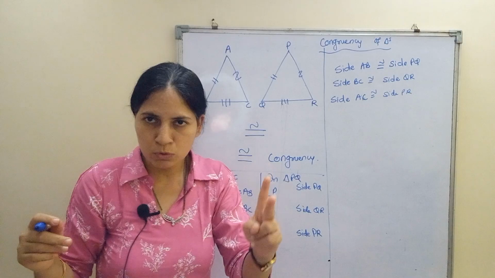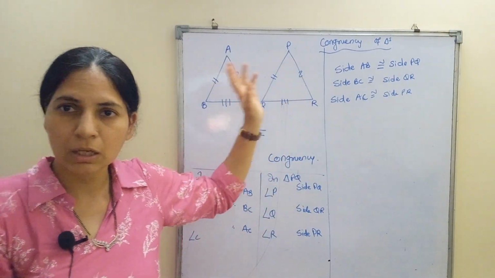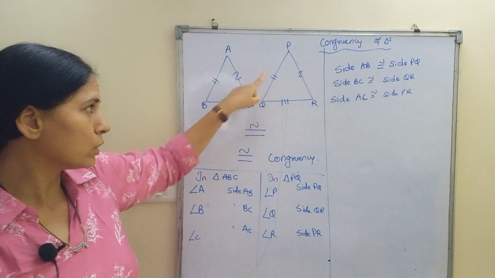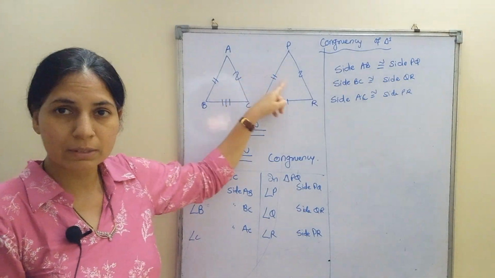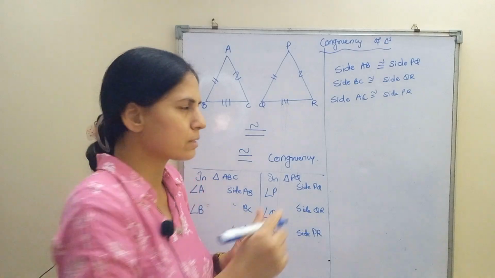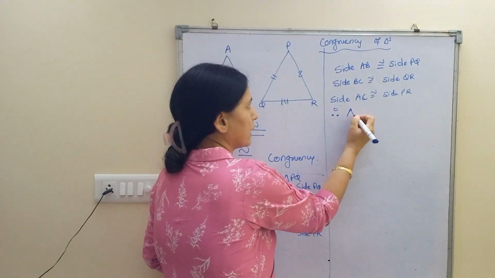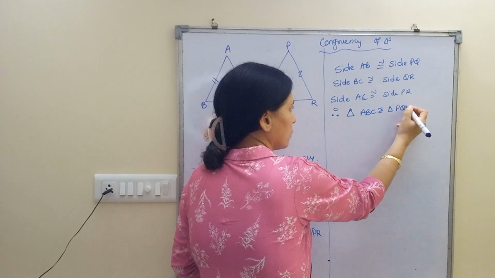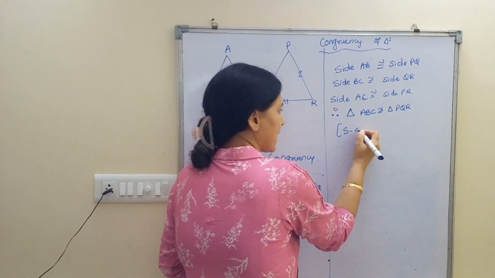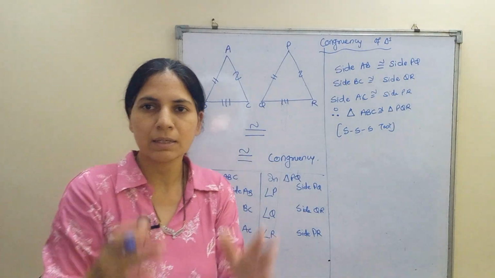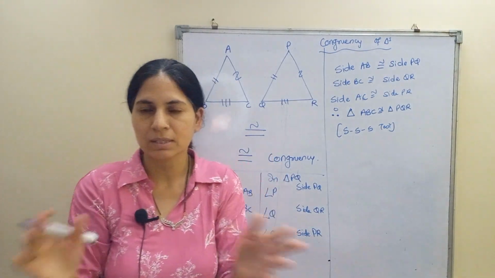If in two triangles all the corresponding sides are equal to each other, ये वाला side इसको equal, ये वाला side इसको, या ये वाला इसको, then both the triangles are congruent by what test? Therefore, triangle ABC is congruent to triangle PQR by SSS test. That means side, side, side. That means all three sides are equal.